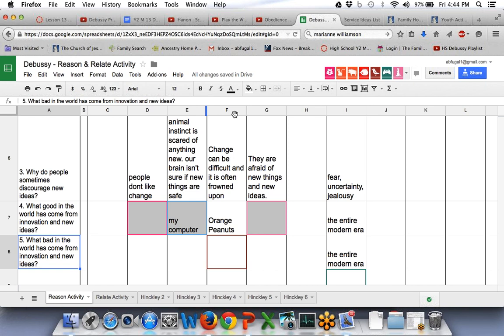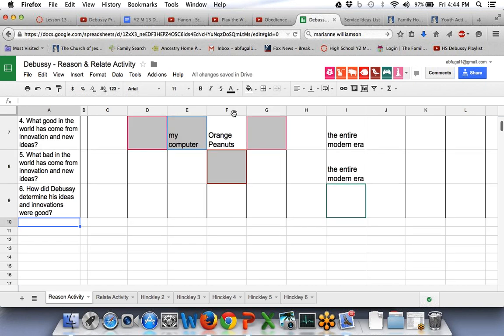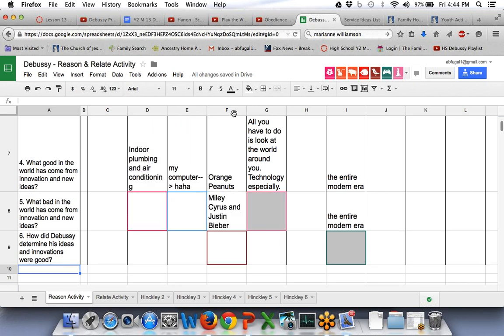Orange peanuts. Yoo-hoo! My computer. Indoor plumbing, thank heaven, air conditioning. I actually am in South Carolina today doing this class from our son's house. And we definitely are using the air conditioner down here today.